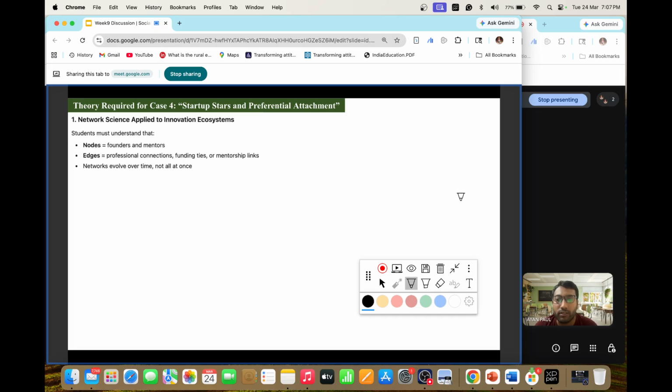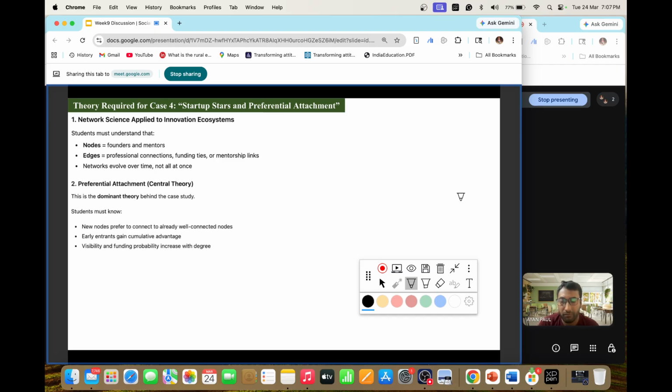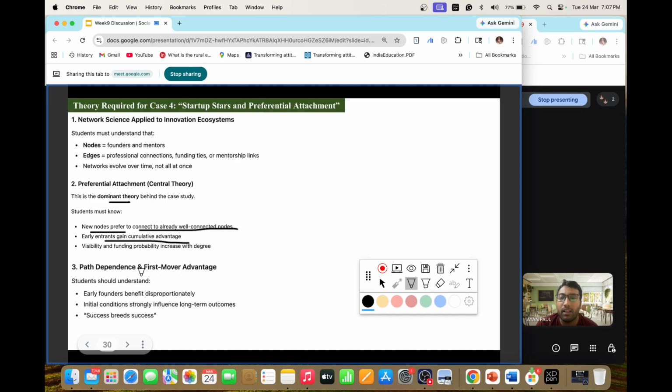Theories that are required here. Nodes here are founders and mentors, edges here are professional connections, funding ties or mentorship links. The network evolves over time, not all at once. Preferential attachment is the dominant theory. New nodes prefer to connect to already well-connected nodes. Early entrants gain cumulative advantage; visibility and funding probability increase with the degree. Path dependence and first mover advantage: early founders benefit disproportionately. Initial conditions strongly influence long term outcomes. Success breeds success.